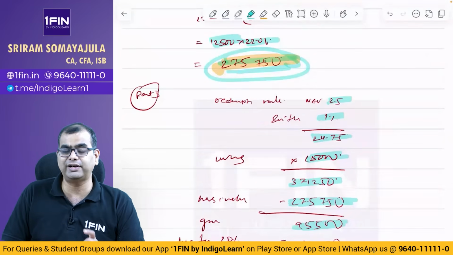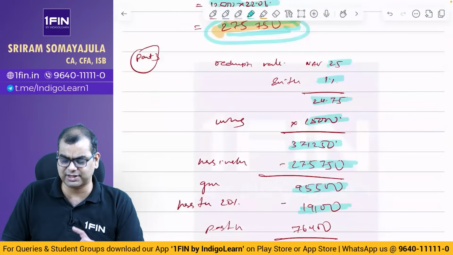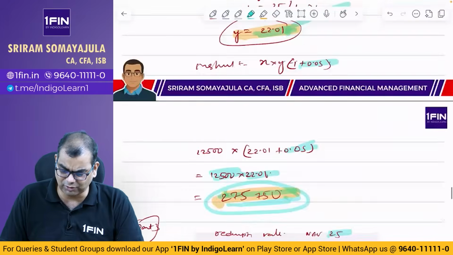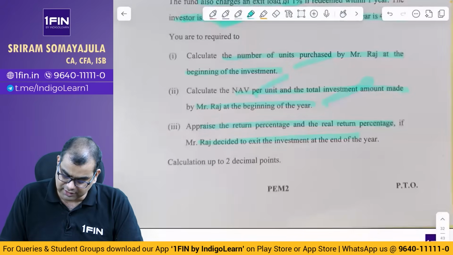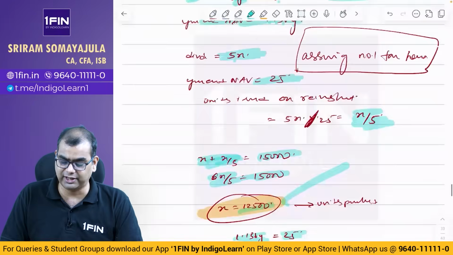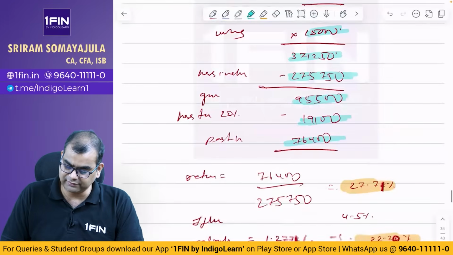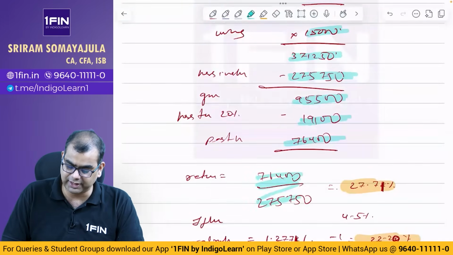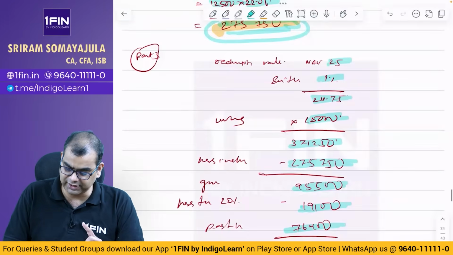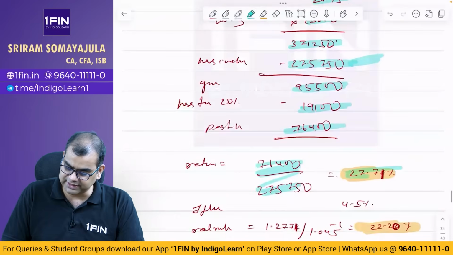So on 95,500, you take 20% tax, which is 19,100. So post tax, you get 76,400. What is the specific question they asked? What is the holding period return, or what is the exact word? Return percentage and real return. So what is the return? You have this 76,400 divided by original investment 2,75,750. Okay, you get 27.71 or 72 rounded off.